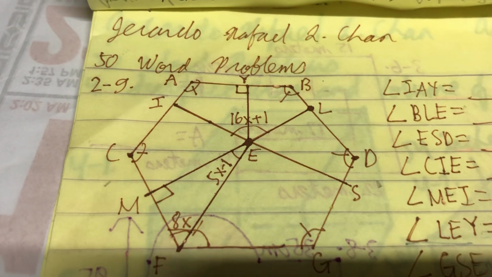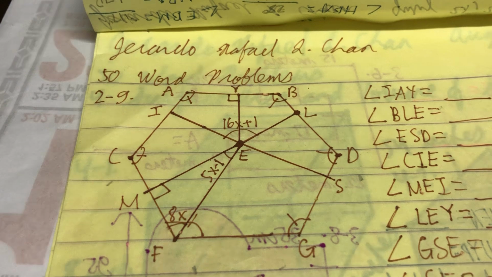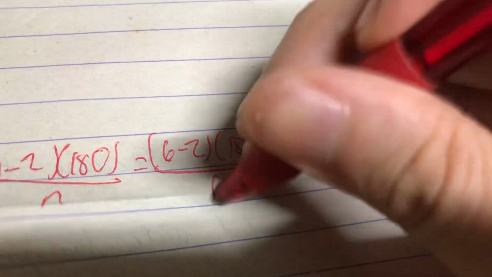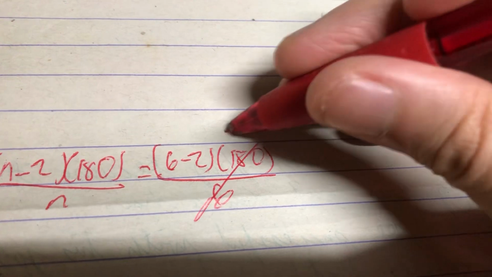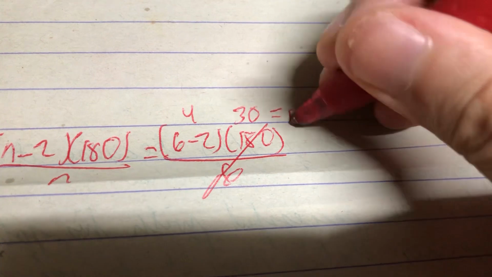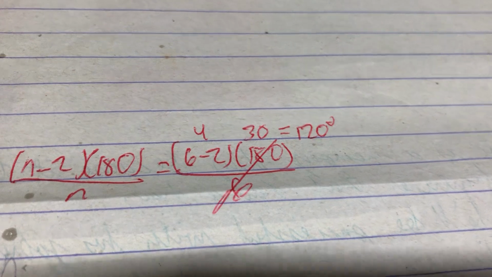Simple, because remember, in a hexagon, what's the sum of the measure of interior angles? Remember the formula: n minus 2 times 180 divided by n. Since there are 6 sides, it goes 6 minus 2 times 180 divided by 6. 180 divided by 6 is 30. 6 minus 2 is 4. And 4 times 30 is 120 degrees. So you should have 120 degrees for every angle in a regular hexagon.